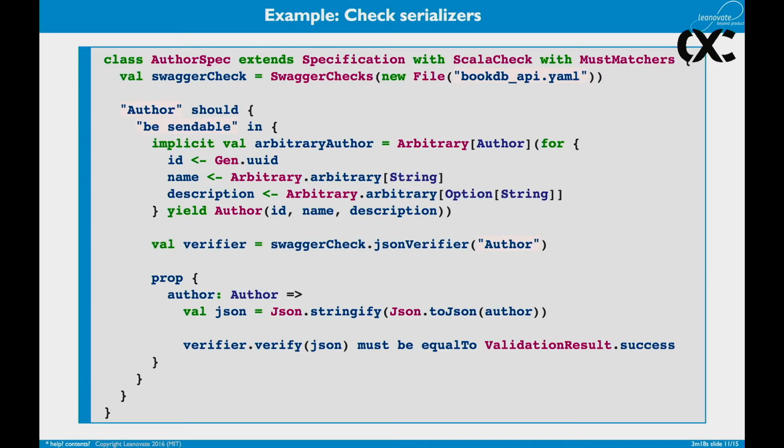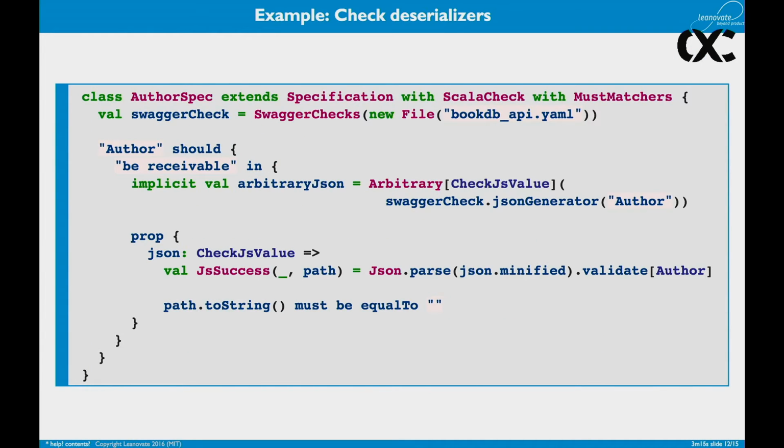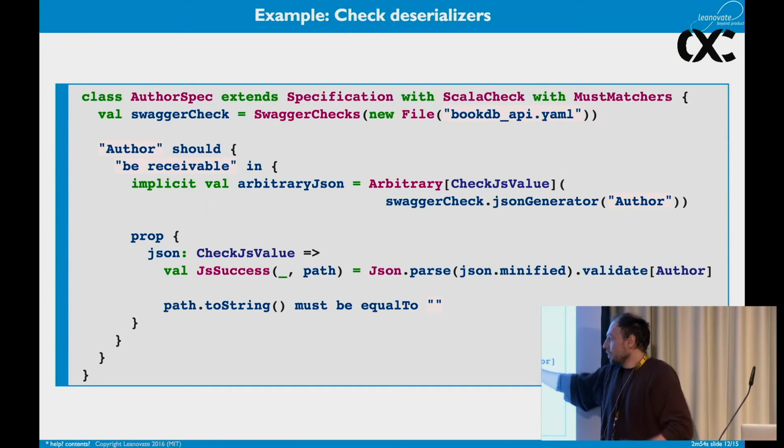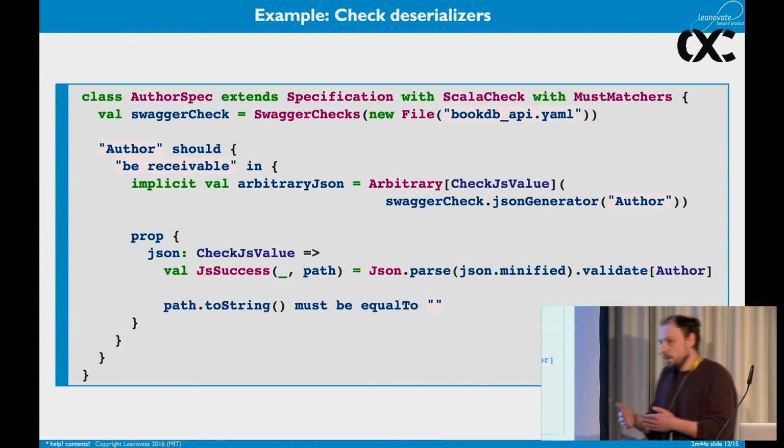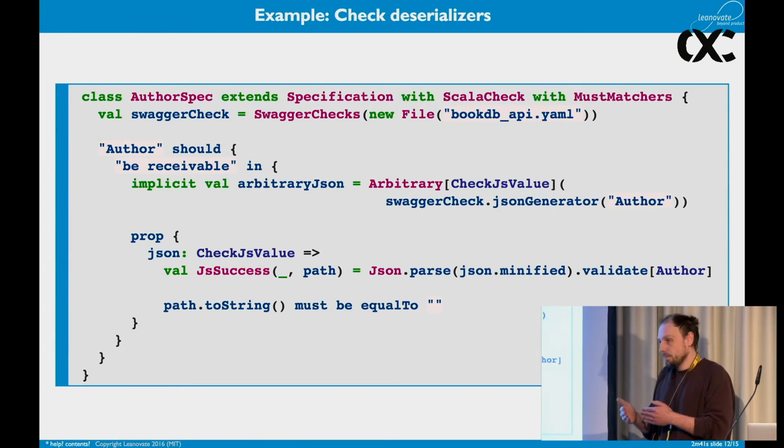The other way around, and this is the other way around. Just as I tell my Swagger-Check here, I just tell it: generate me arbitrary JSONs from my specification called author. It generates really any kind of JSON which matches the specification, and then I try to parse it and validate it versus my author. And also I can check all my validators in my source code.